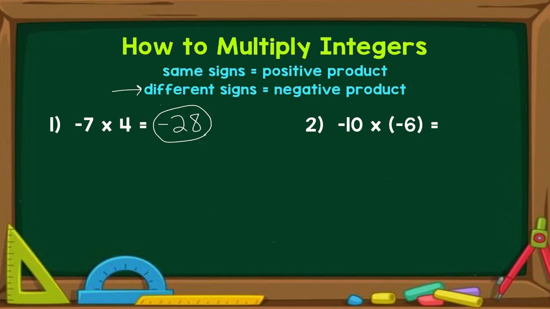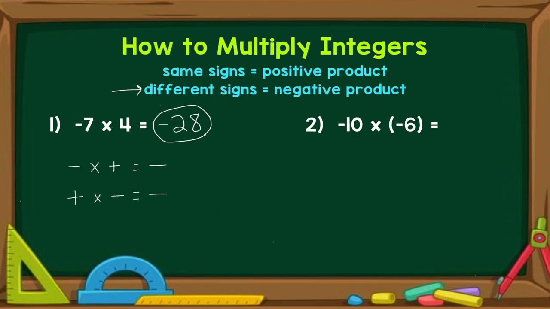To recap, different signs equal a negative product. So if we have a negative times a positive, that will equal a negative product. Or if we have a positive times a negative, that will equal a negative product.